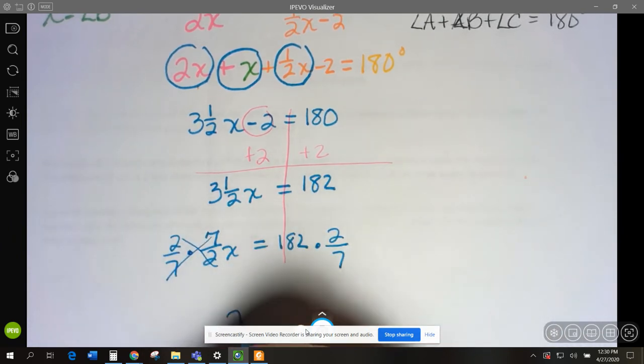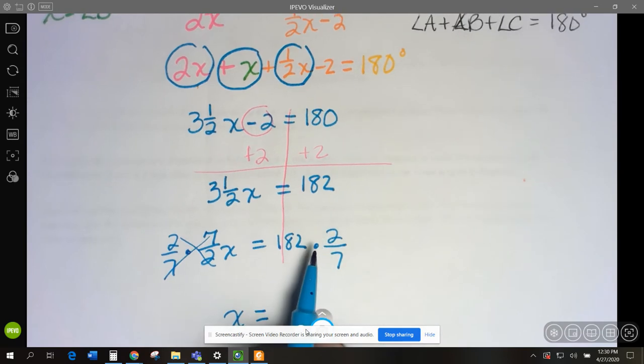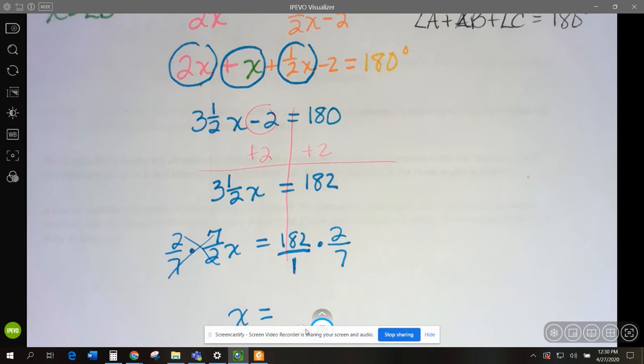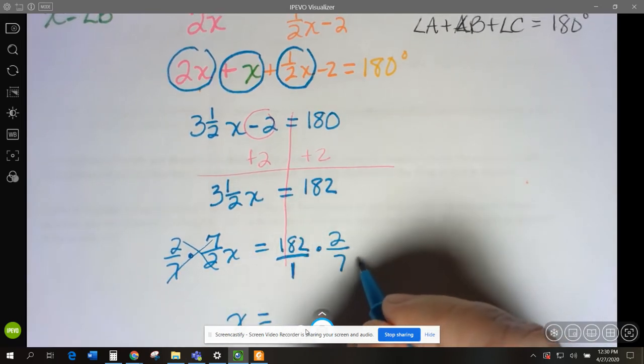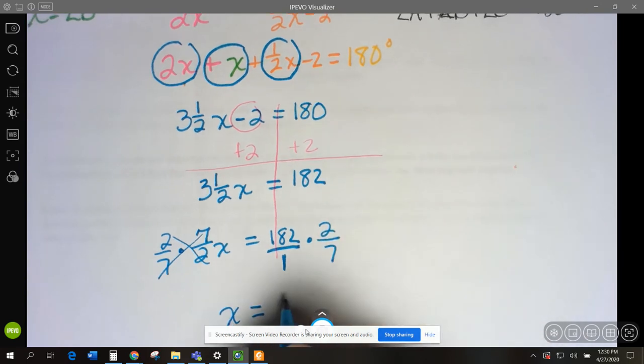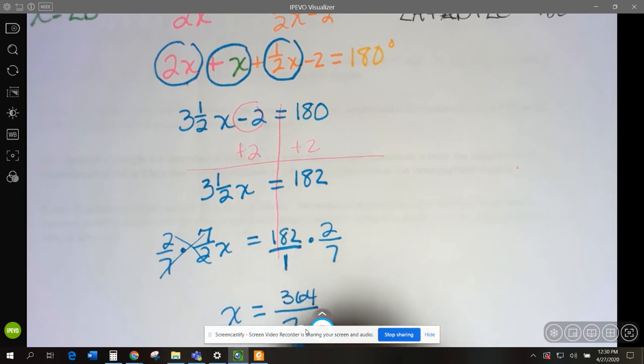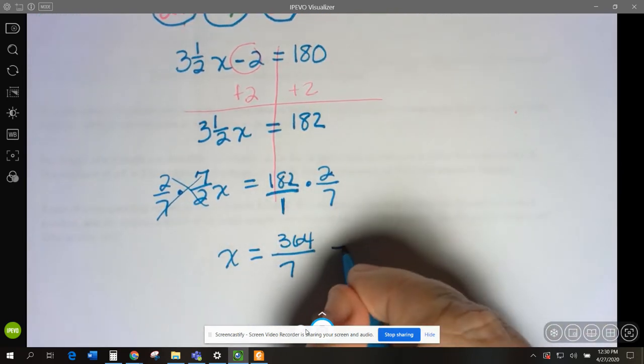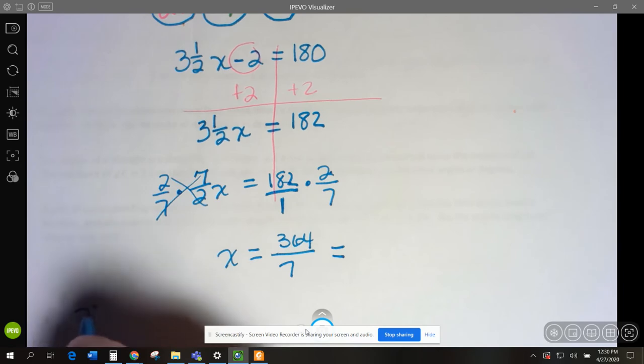These cancel, we get x equals, we've got to make 182 as a fraction, right? So 182 times 2 over 7, this is multiply across, right? So this is going to be 364 over 7. 1 times 7 is 7. 182 times 2 is 364. 364 divided by 7. Let me come over here and do this.